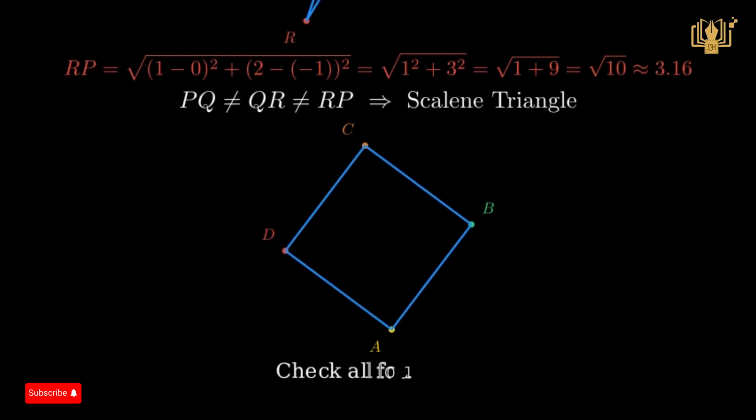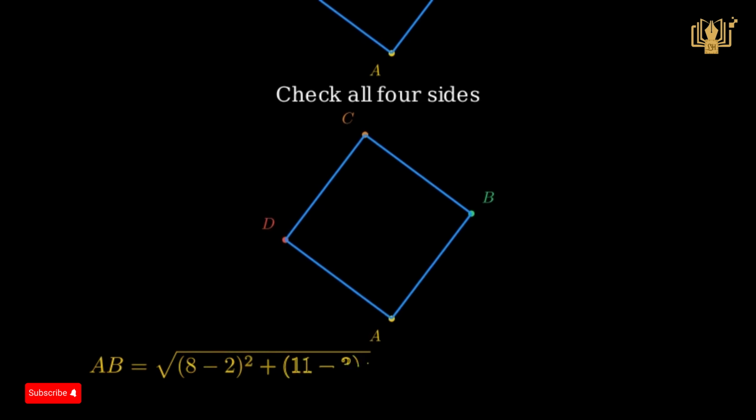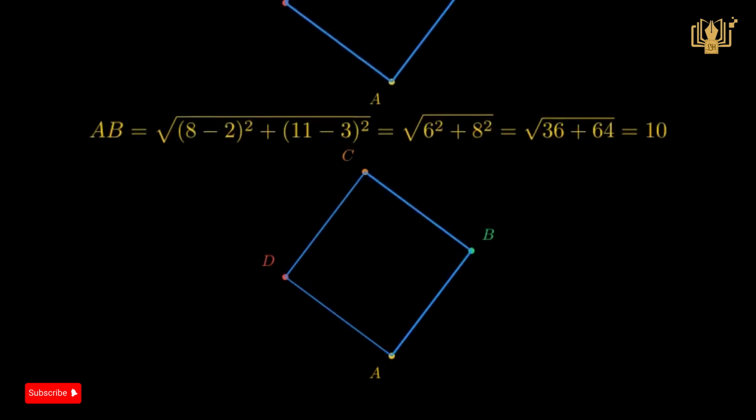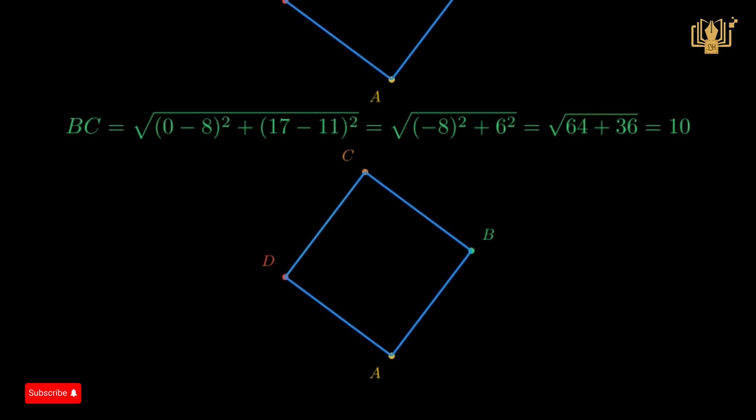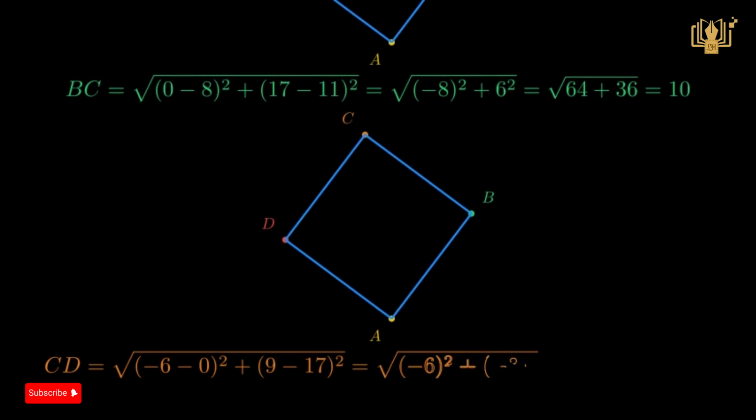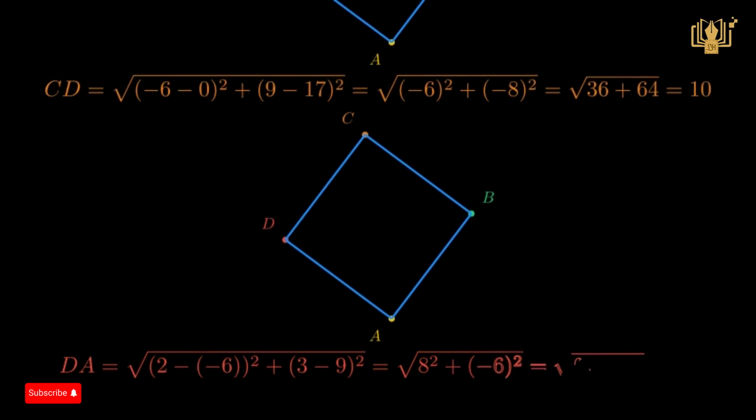We will first compute the four sides. Compute AB, compute BC, compute CD, compute DA. Now we compute the diagonals AC and BD and compare. All sides equal 10, and diagonals both equal the square root of 200, so the figure is a square.